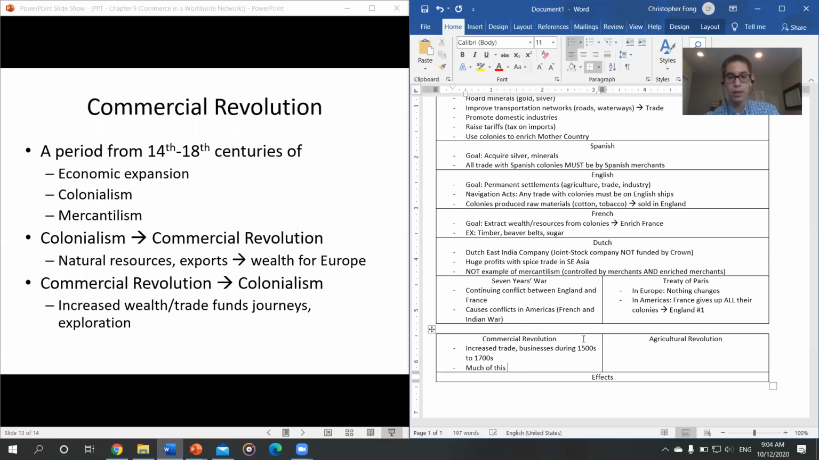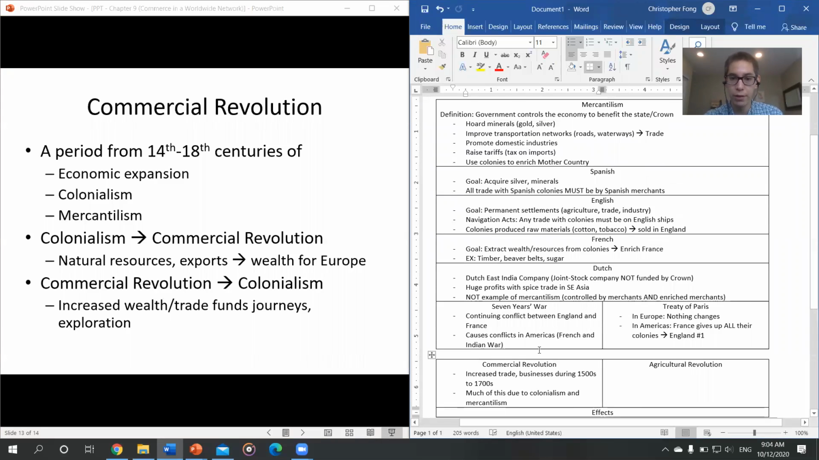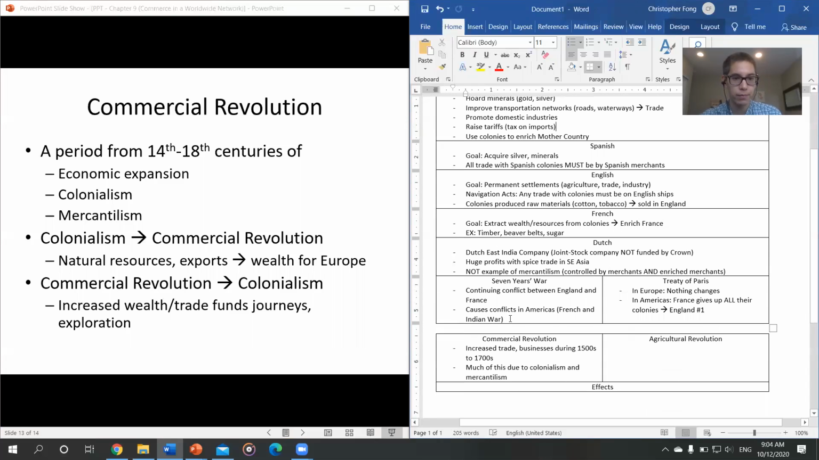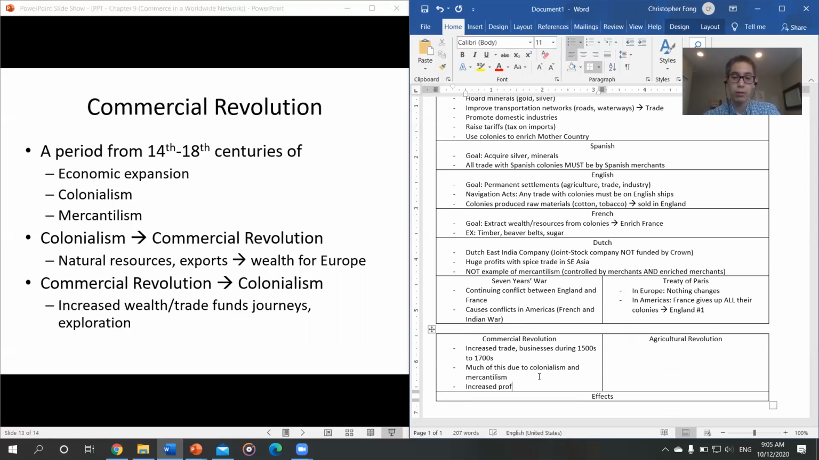And much of this is due to colonialism and mercantilism. Remember, colonialism is all of these colonies and all of the resources and trade that they're doing. But then mercantilism also means building roads, encouraging French businesses to grow. And so all of this leads to increased trade, increased profits. So we're getting the natural resources and the exports from colonialism. And so what we'll see here is inflation, increased prices, but we'll also see increased prosperity, increased wealth, increased profits, but again, mostly just for the wealthy.